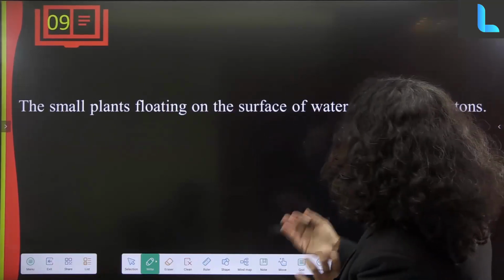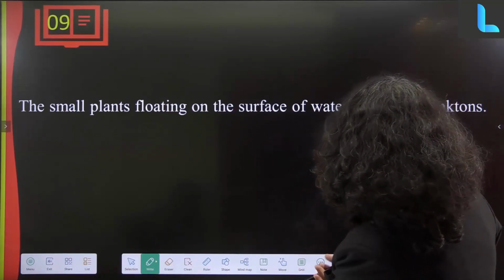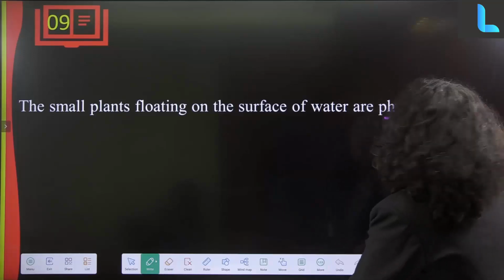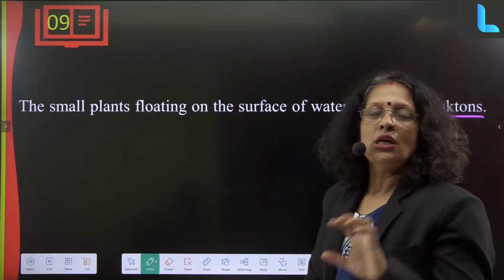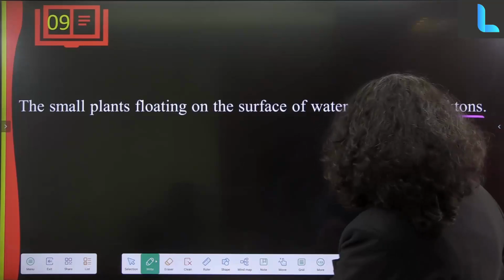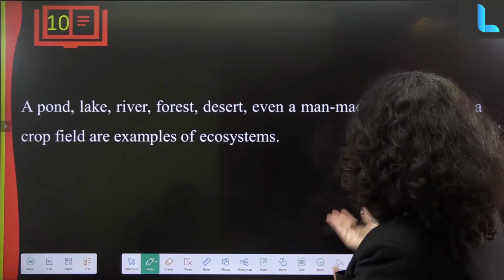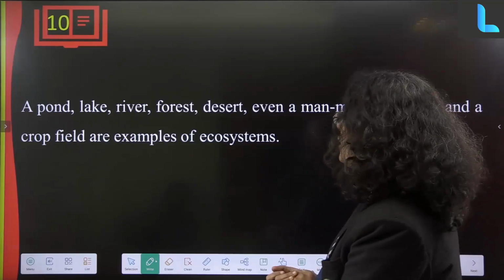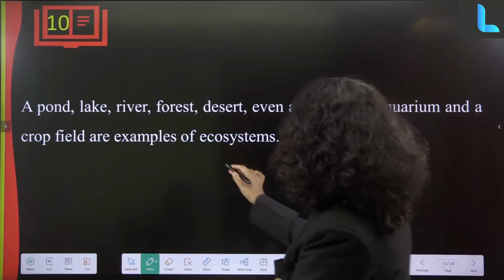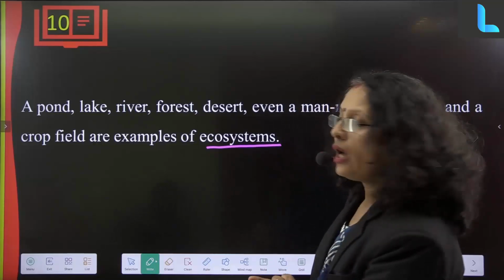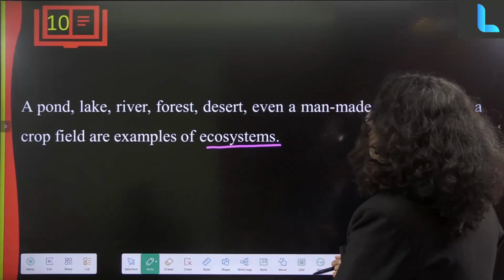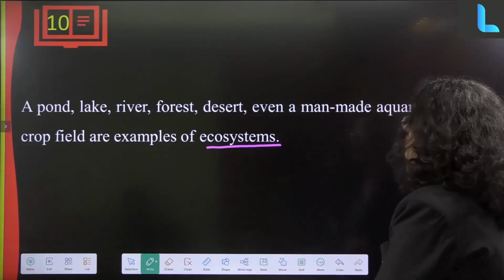The small plants floating on the surface of water are called phytoplanktons. Phytoplanktons means small plants which will be floating on the water bodies. A pond, lake, river, forest, desert, even a man-made aquarium is also an example of an ecosystem. So all are examples of ecosystems: pond, lake, river, forest, desert, everything.